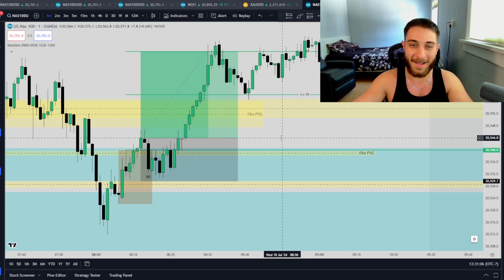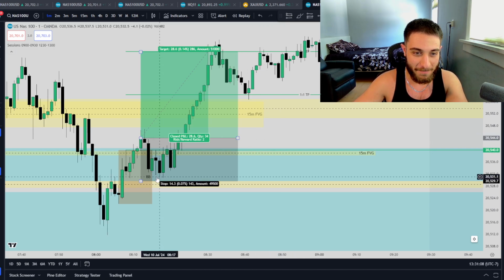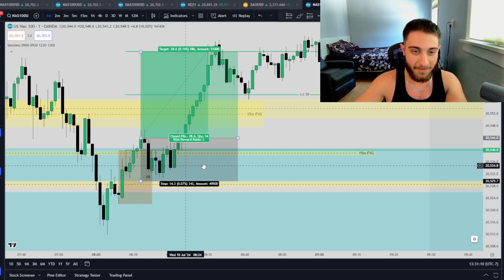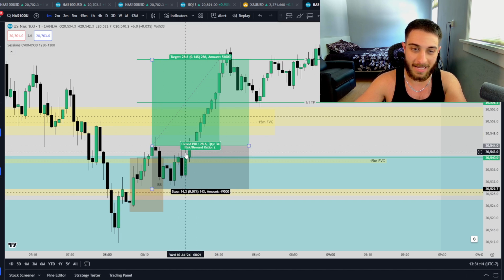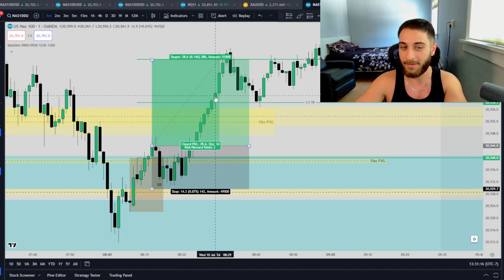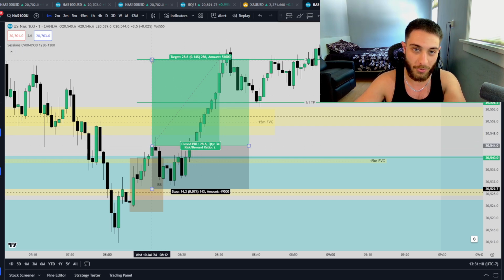Okay, let's go back to the trade. So 14.3 points stop loss, 1-to-1, 2-to-1. Straight green candles after he exited out of drawdown to our 2-to-1 TP.